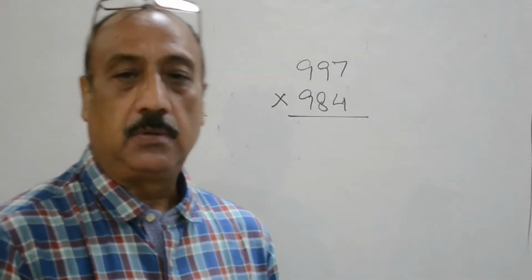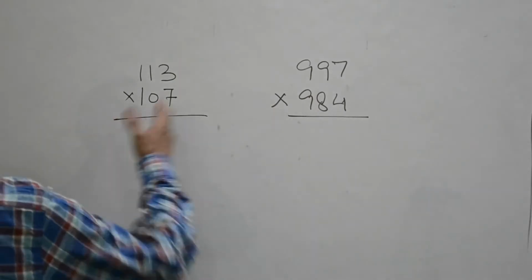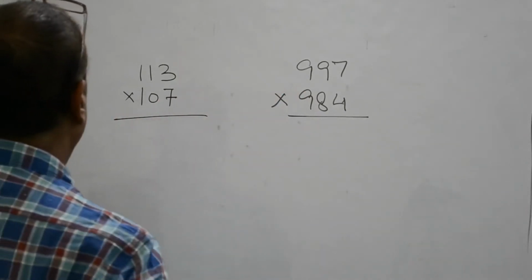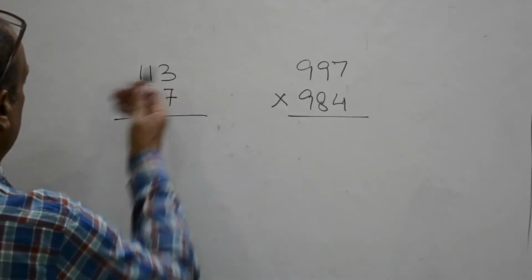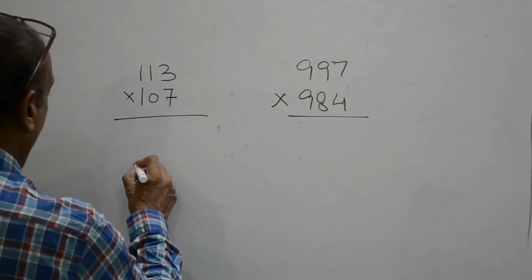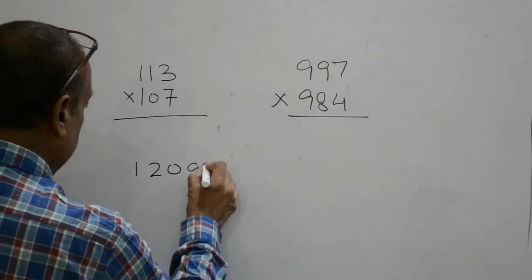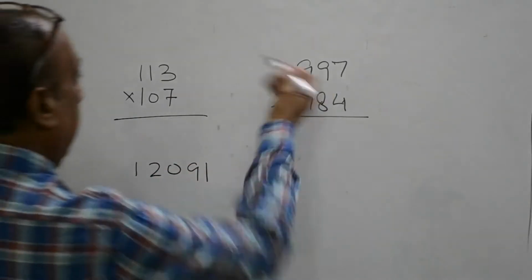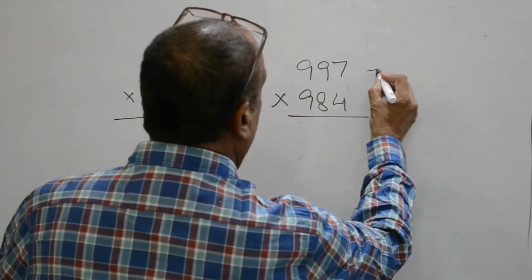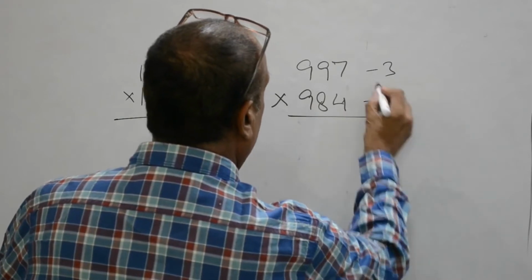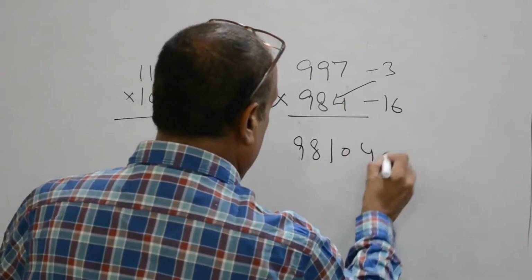I want to find out the solution of these two problems. The answer of this multiplication is 12,091, and the answer of this problem is 316, so it is 981,048.